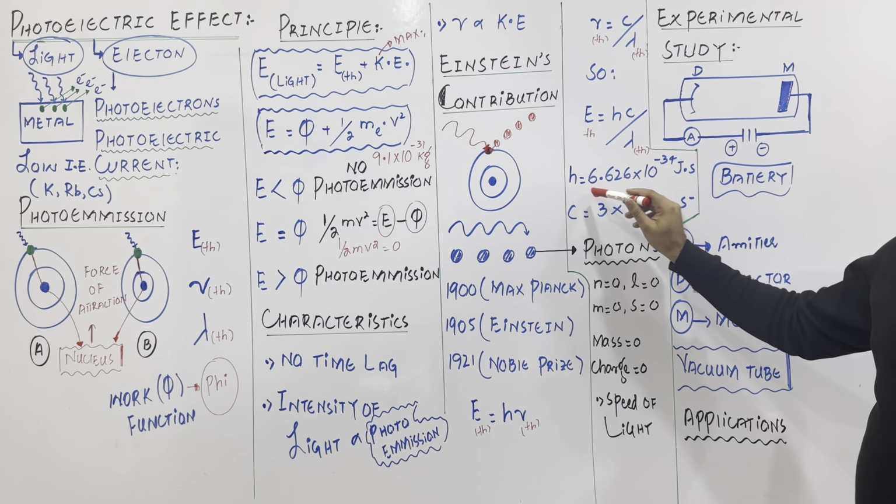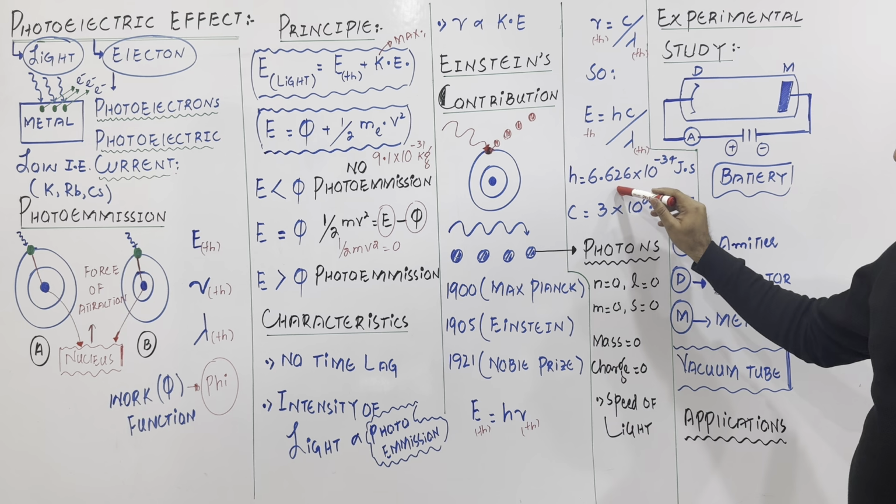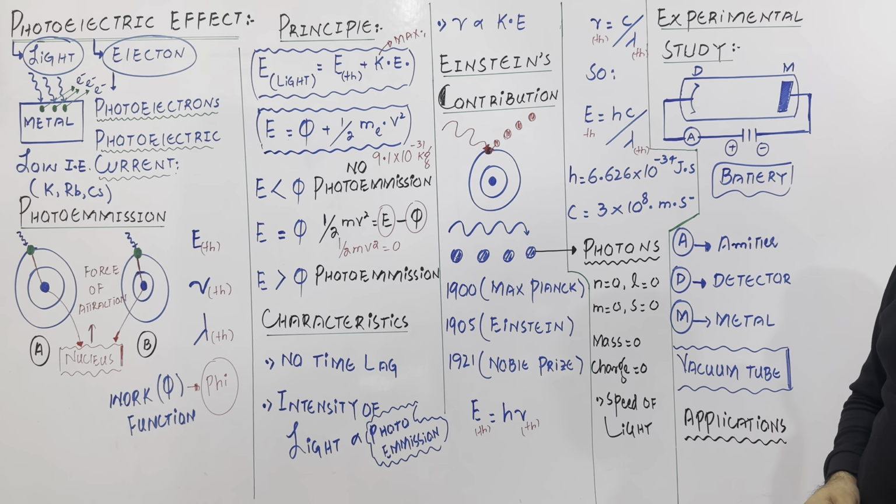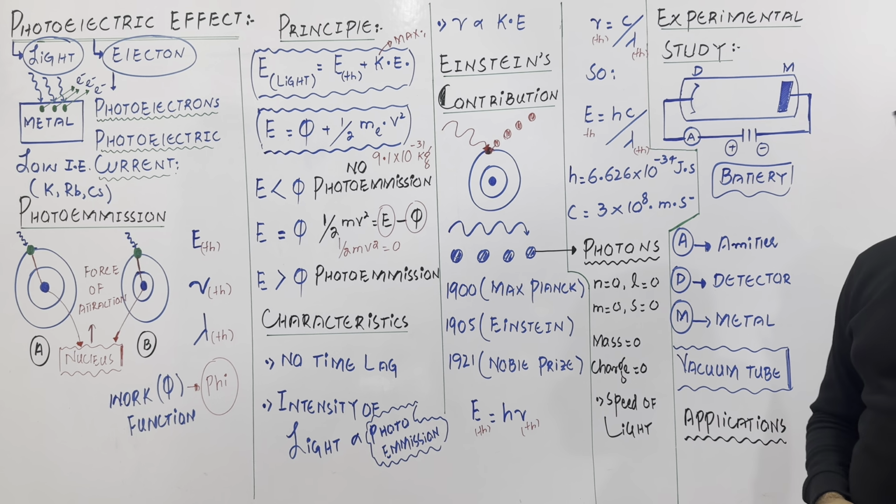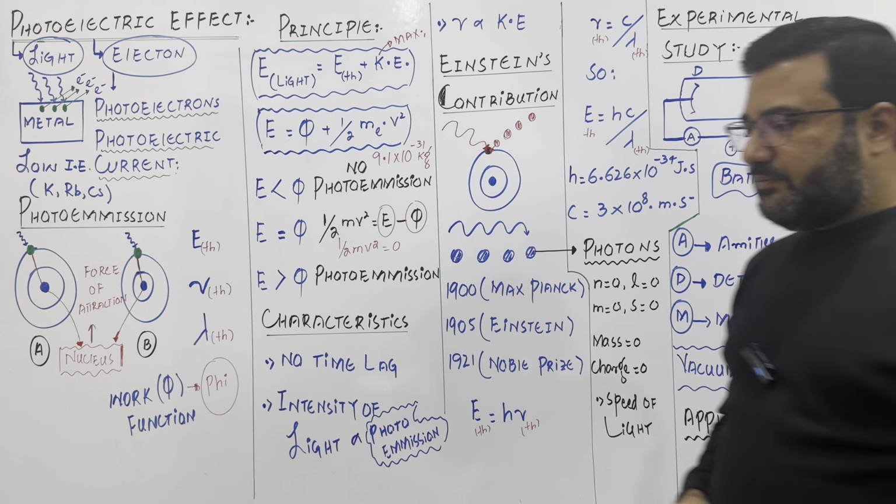Here h is Planck's constant, which has a value of 6.626 × 10^-34 joule second. c is the speed of light, 3 × 10^8 meters per second.